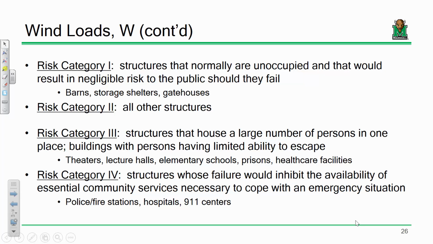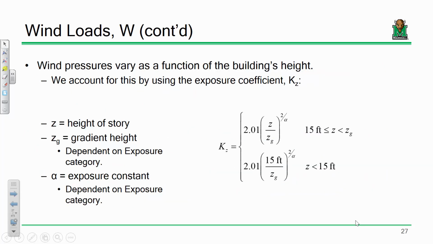Again, risk category 1 falls down, it sucks, but it's usually not a big threat to human life. Risk category 3, you've got a bunch of people in one building, or buildings where the people inside have a limited ability to escape. And then risk category 4, where if that structure comes down, it's not just going to affect the lives of the people in the building, but it'll affect the lives of people in the community. So like hospitals, police and fire stations, etc.